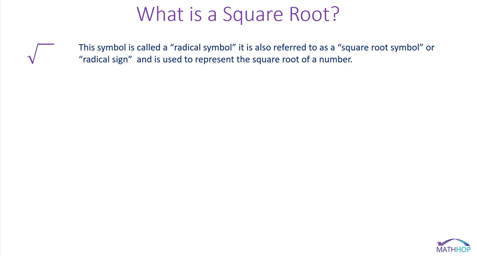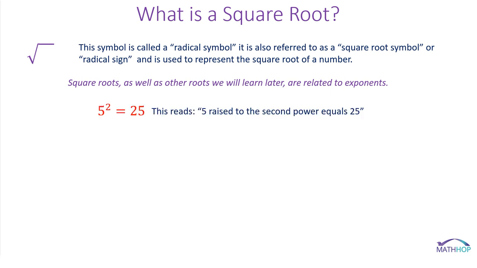So what is a square root? Well, square roots, as well as all the other roots we're not going to talk about, are very closely related to exponents. Let's look at an example. If we have 5 raised to the second power, we know that equals 25. We also know that the second power is referred to as squaring. So this equation reads 5 squared equals 25. In fact, if you have 2 factors of 5, you do have 25. 5 times 5 is 25.